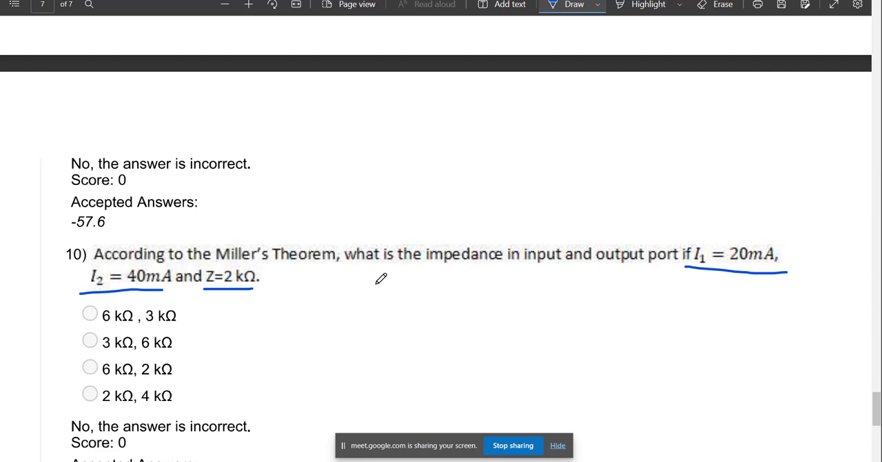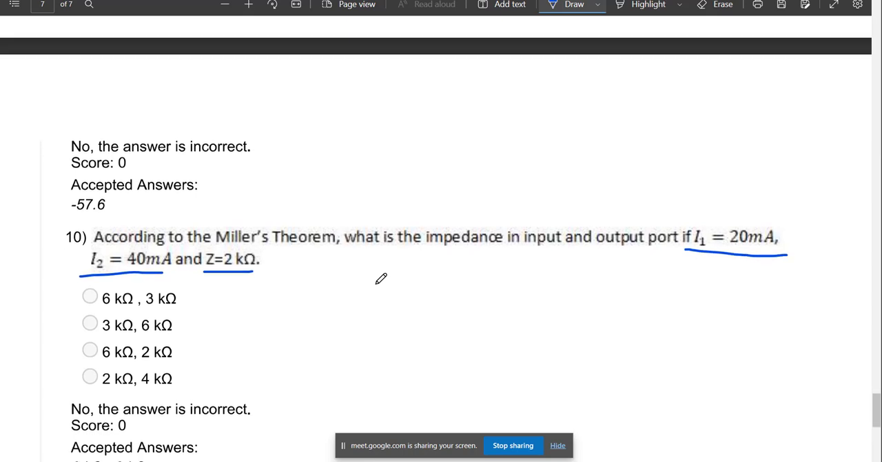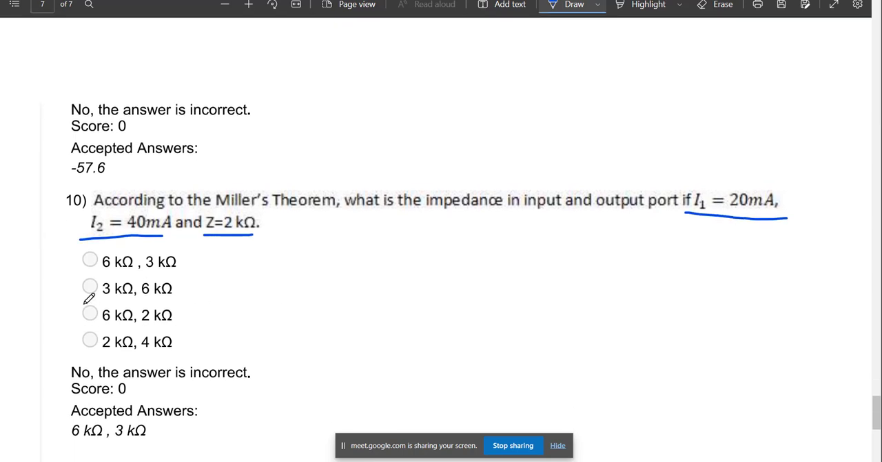Option C. Option, which one? Yes. No, no. Option A is the correct one. Okay, let's go and see.